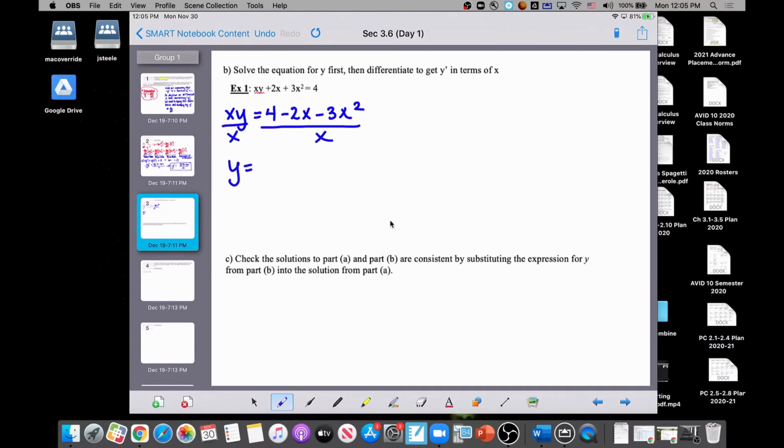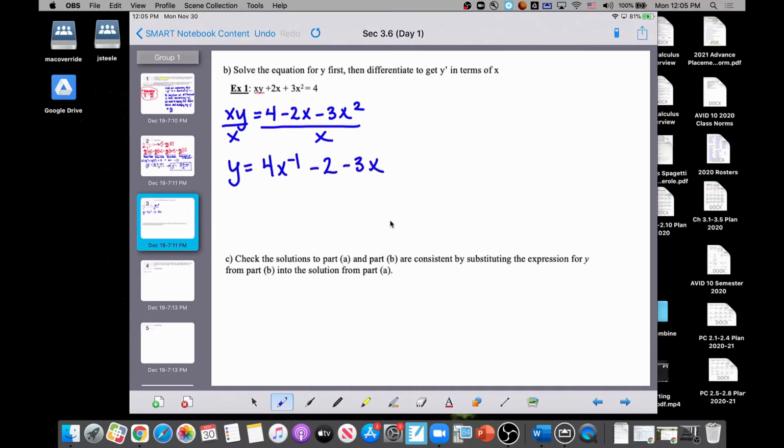Now, since I know I'm going to want to differentiate this, and since I'm dividing by a monomial, I am going to rewrite my equation, my y equals, as all powers of x in my numerator so that I can apply the power rule rather than having to use the quotient rule. So my first term would be 4 divided by x, which if I bring that x upstairs is 4x to the negative 1 power. My second term, negative 2x divided by x, is just negative 2. And my third term, negative 3x squared divided by x, is just going to be negative 3x.